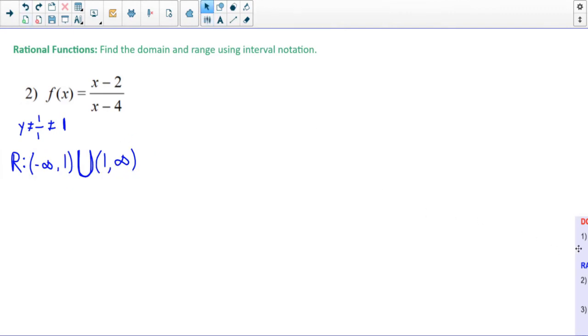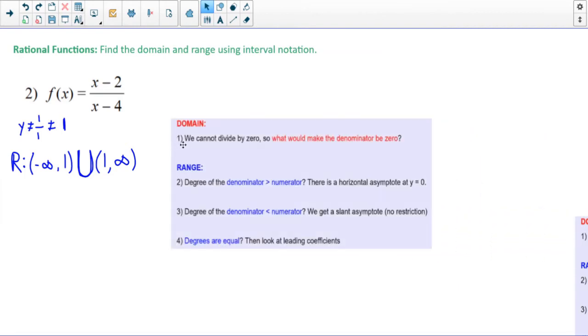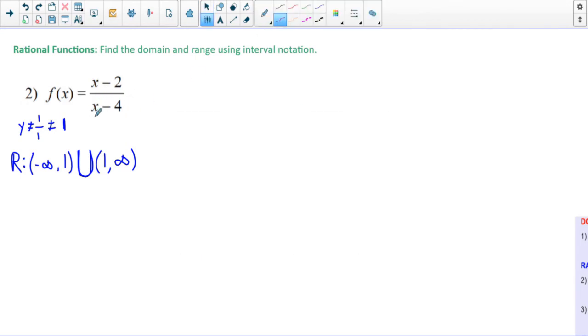We also have to find the domain. So domain, a little bit easier. There's only one rule for the domain: we can't divide by 0. So what's going to make this denominator equal 0? The denominator here is x minus 4. So I want to say x minus 4 cannot equal 0. Otherwise, we would be dividing by 0. To solve this, I'm going to add 4 to both sides. So x cannot equal 4. And really, that's my answer, just like this over here was my answer.